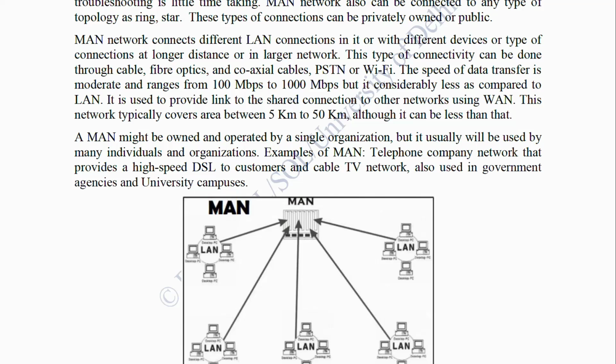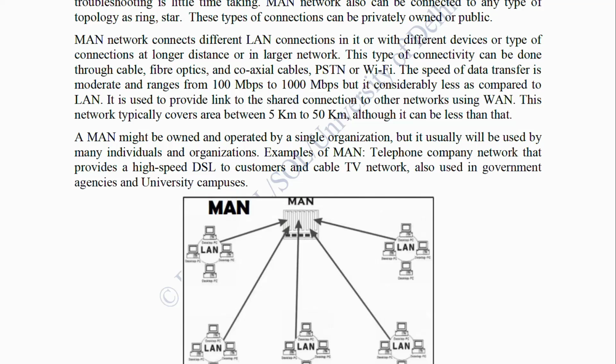MAN network connects different LAN connections in it or with different devices or types of connections at longer distance or in a larger network. This type of connectivity can be done through cable, fiber optics and coaxial cables, PSTN or Wi-Fi. The speed of data transfer is moderate and ranges from 100 Mbps to 1000 Mbps, but it is considerably less as compared to LAN. It is used to provide a link to the shared connection to other networks using WAN. This network typically covers an area between 5 km to 50 km, although it can be less than that.